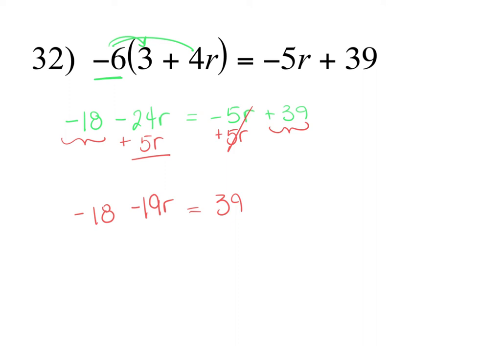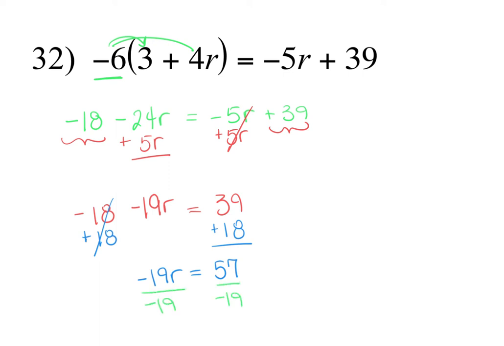So now I'm going to shift this 18 over. I'm going to add it because it's a negative 18. I want it to zero out. And I have negative 19r equals, I will add that, 57. And then my final step here is to divide both sides by that negative 19.